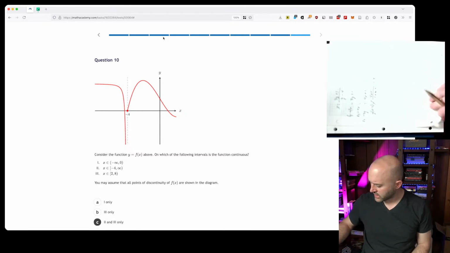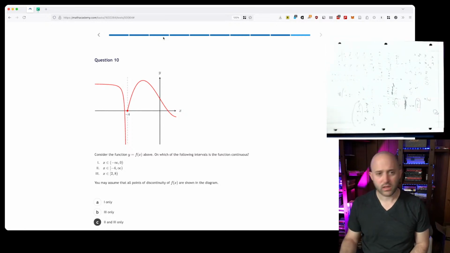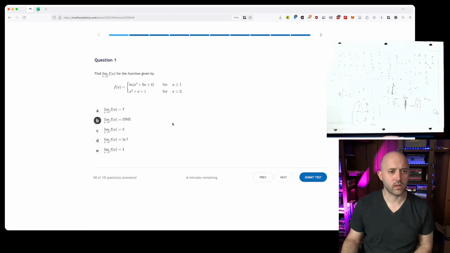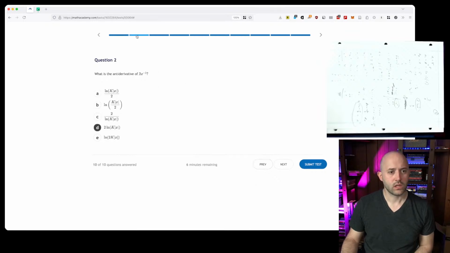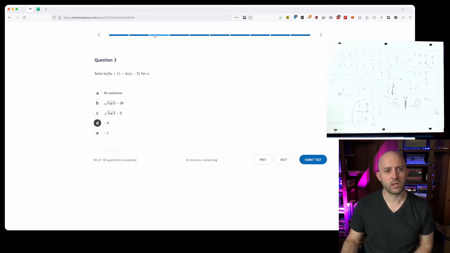I said I was going to go back and check number 3. I got plenty of time, so let's just go over it real quick. The limit as we go to 2, it is not defined because it's not defined for anything equals 2. The antiderivative of 2 over x is 2 natural log of constant times absolute value of x. That looks right. The natural log of this is for x.